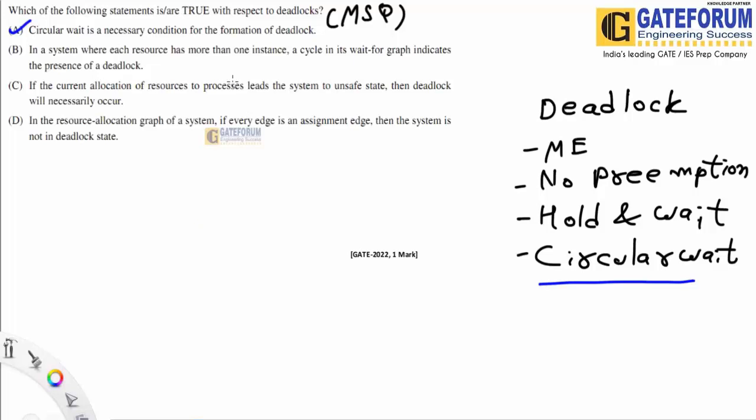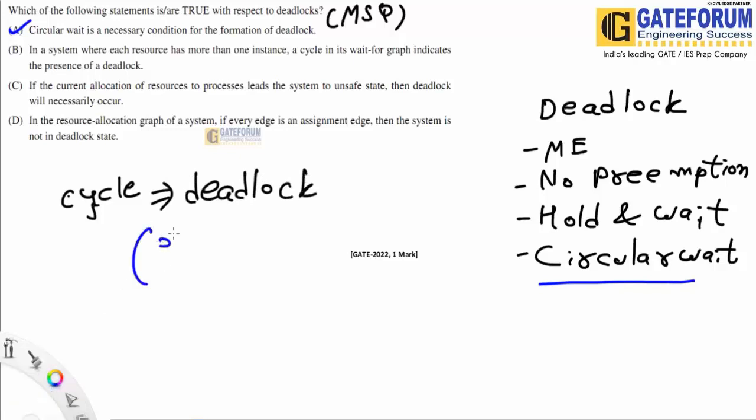But as it is an MSQ, we need to check the other options first. In a system where each resource has more than one instance, a cycle in its wait-for graph indicates the presence of deadlock. This is completely wrong. A cycle would give deadlock only if each resource has a single instance.